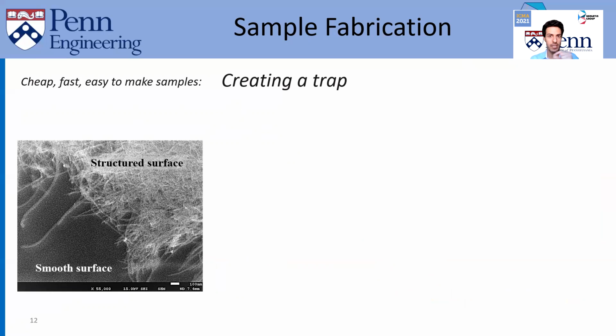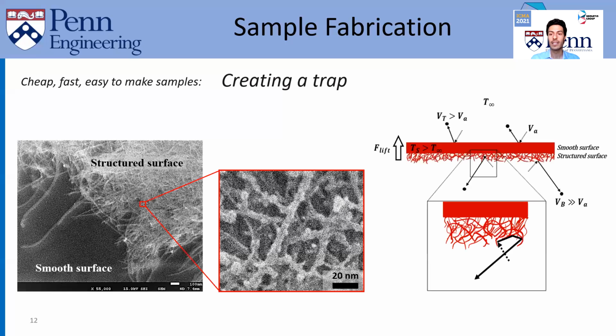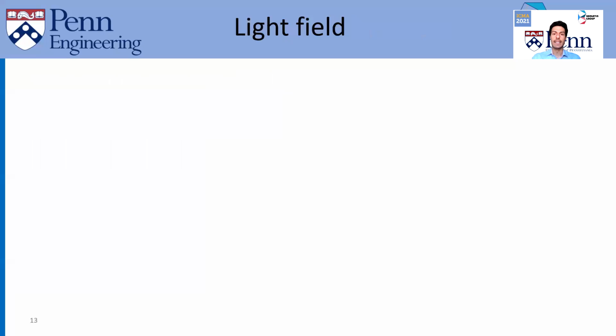So we picked a piece of this mylar, put it under the SEM, and you can see the difference between the structured surface and the smooth surface. And if I zoom in on the structured part, you can actually see that we have indeed created the trap that we envisioned. And so the next step is actually seeing if it flies.